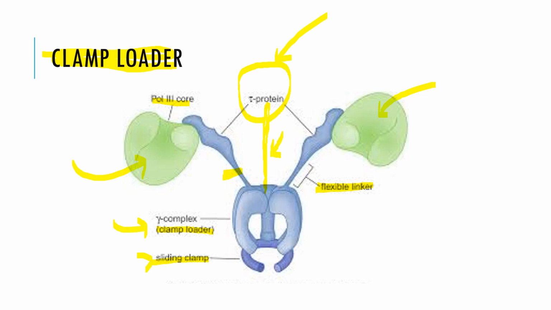So let me repeat this slide again. Here the sliding clamp is present and the clamp loader is attached to the sliding clamp. Here the 3 arms are present. Out of the 3 arms, 2 arms are flexible, 1 arm is not flexible, because flexibility is not required for the polymerization of the leading strand, whereas flexibility is required for the polymerization of the lagging strand, because the leading strand synthesis is continuous, whereas the lagging strand synthesis is discontinuous. So after completing its work on one strand, the DNA polymerase and this arm can move to another position to complete the process of DNA replication on that portion. So this is the structure.